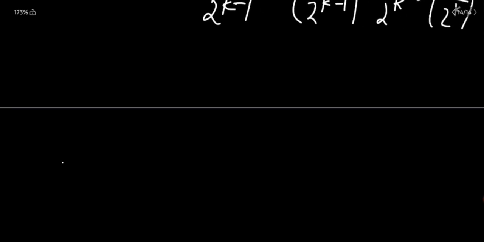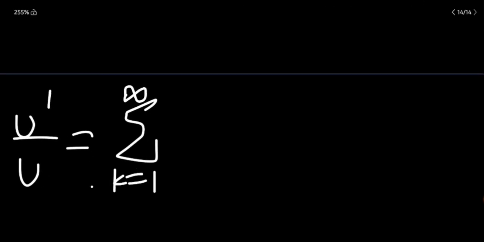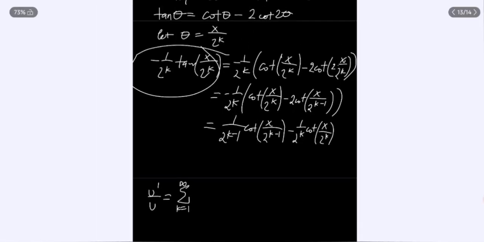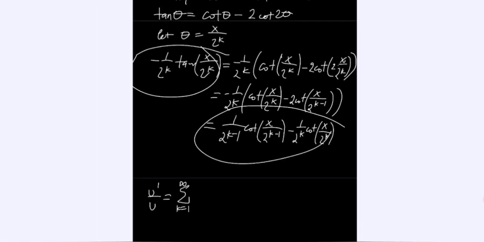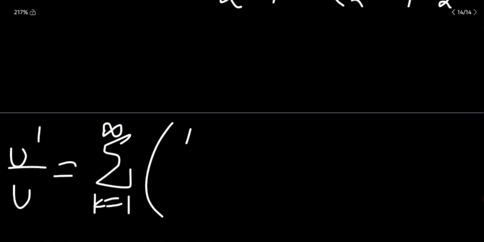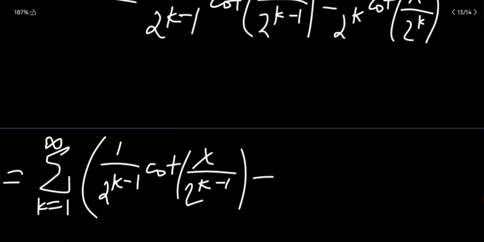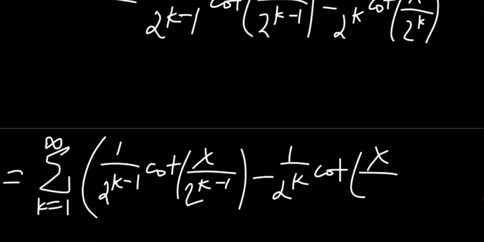So our new equation now should be u prime over u is the summation from k equals 1 to infinity. Since these two are equal, we will just replace it with 1 over 2 raised to k minus 1 cotangent of x over 2 raised to k minus 1, minus 1 over 2 raised to k cotangent of x over 2 raised to k.